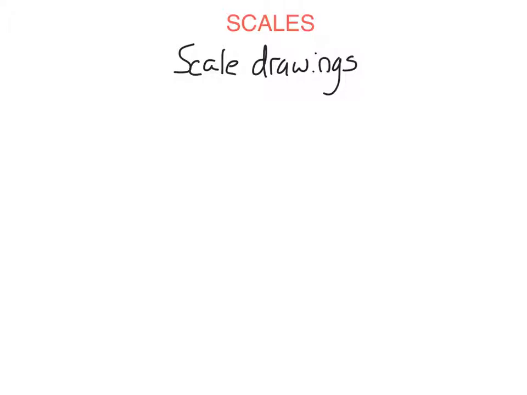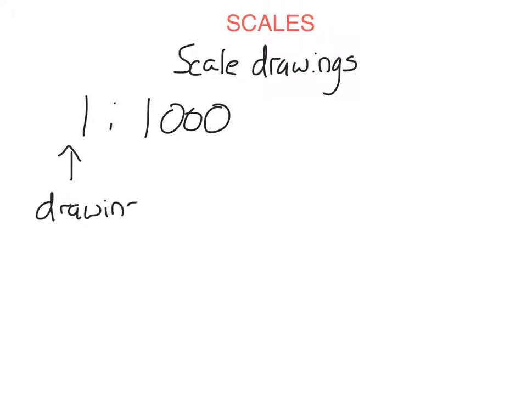So what exactly do these scales look like? Well, they're a ratio. So they might look something like this, 1 to 1,000. Now remember, a ratio compares two quantities of the same type. The scales we're talking about compare lengths. So the first number is always something about the drawing. So that number refers to the drawing or the plan, the actual scale drawing. The second number refers to real life.